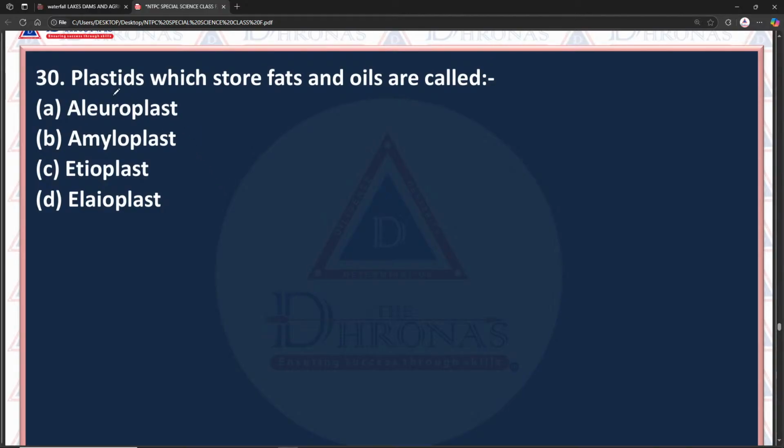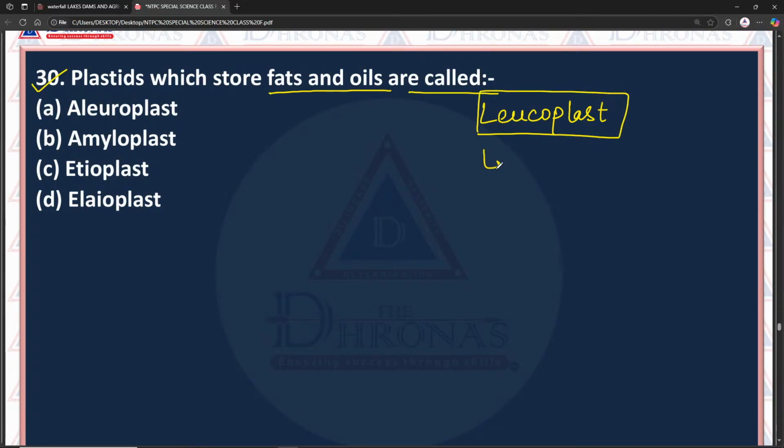Question number 30. Plastids which store fats and oils are called. जो प्लास्टिड आपके फूड स्टोरेज के लिए यूज होते हैं, they are known as leucoplasts. These are also known as colorless plastid. They do not have any coloring pigment, so that's why they are known as colorless plastid, and they have a function to store food.